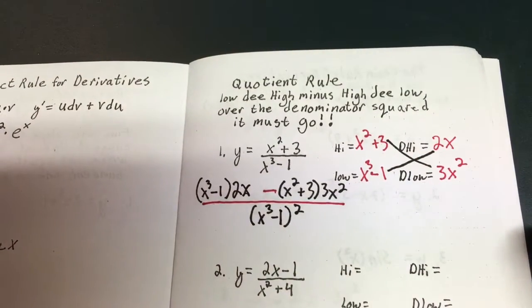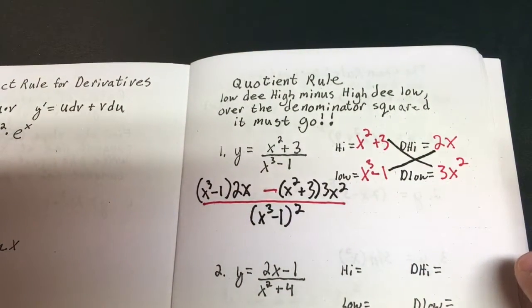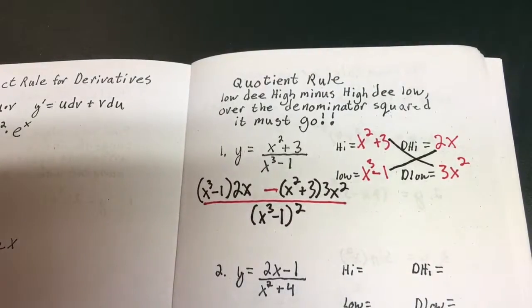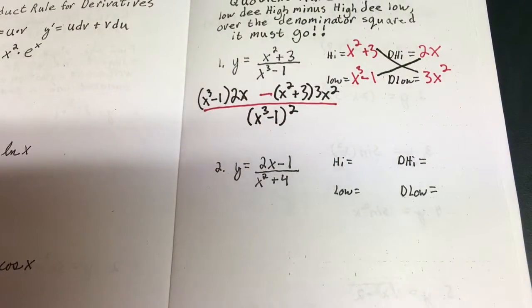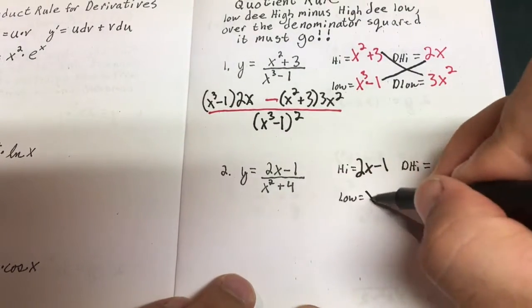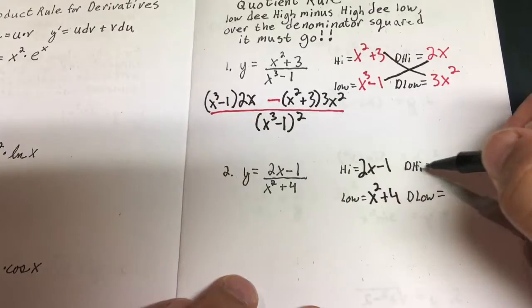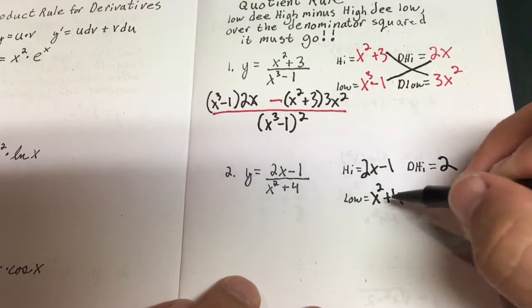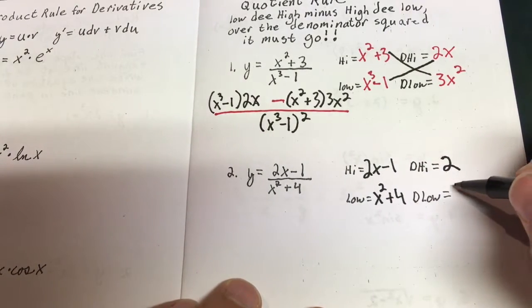And that's your answer. Sometimes they'll have you spruce it up a little bit, but for the most part, they let you get away with just that. Number 2. Again, the high is going to give me 2x minus 1. The low is going to give me x squared plus 4. The derivative of the high is just plain old 2. The derivative of the low, the d low, is 2x.